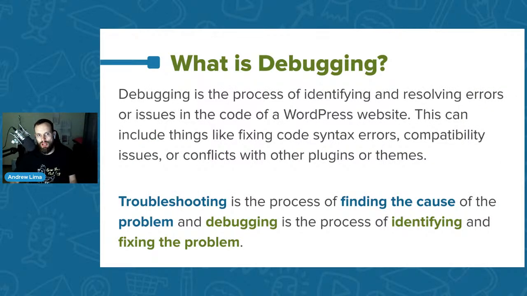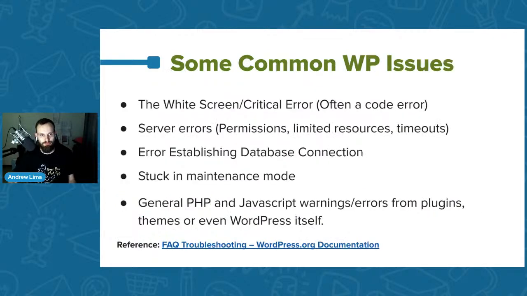To start off, what is debugging and what is the difference between troubleshooting and debugging? Troubleshooting is the process of finding the cause of the problem, and debugging is the process of identifying and fixing the problem. I had to do a little bit of Googling there just to make sure I got my descriptions right, because I was also a little confused. It's kind of the same thing, but it's actually not. So we're going to do a little bit of troubleshooting. I'll give you some pointers on what to look out for.